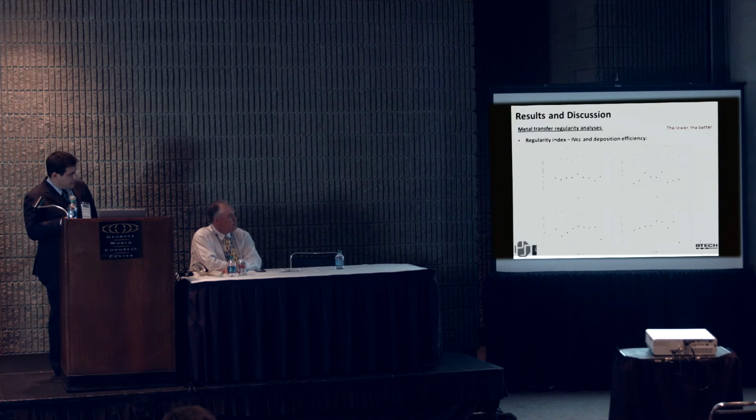So for this regularity index, again, the lower the better. We try to reach that, as we saw in the previous paper this afternoon. This is all the data for the austenitic 308 wire. So basically, we see a constant trend. We don't see too much variation over the voltage range for the regularity index.